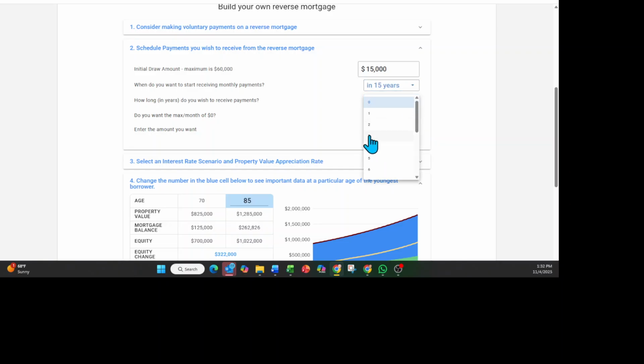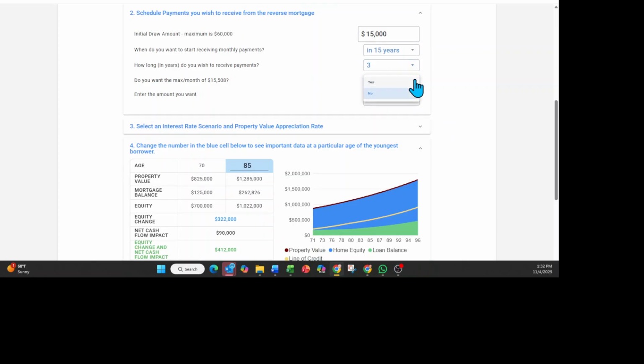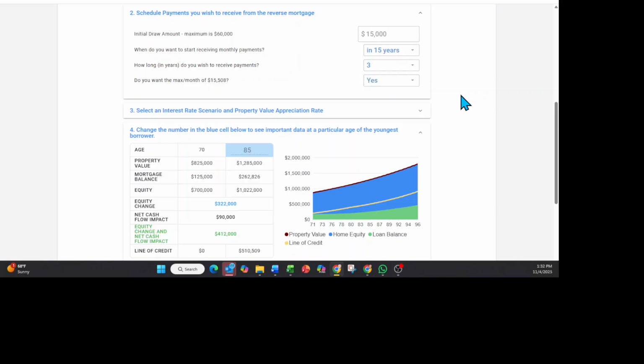Maybe I might need in-home care for 3 years. How much can I get? Well, you'd be able to get about $15,000 a month for those 3 years if you applied all of your line of credit to that. So let's look at the chart, and I'm going to click on yes. I want all of that money to go into the line of credit, into the monthly payments. You'll see the yellow line go down to 0 because we've taken everything out of the line of credit in order to fund those 3 years of payments of $15,500.